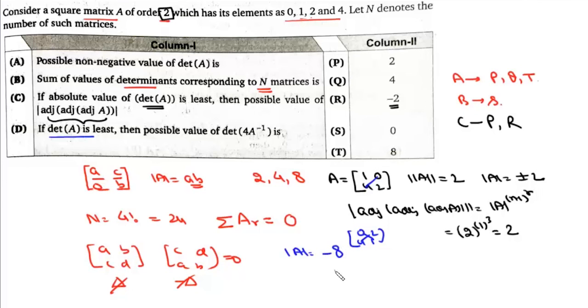Now we need to find the value of 4 into determinant of A inverse. Now this is 4 square into determinant of A inverse. So it will be 4 square upon determinant of A. So it will be 16. 16 divided by -8 and it will be -2. So this D, it matches with R. And that is the answer to this question.